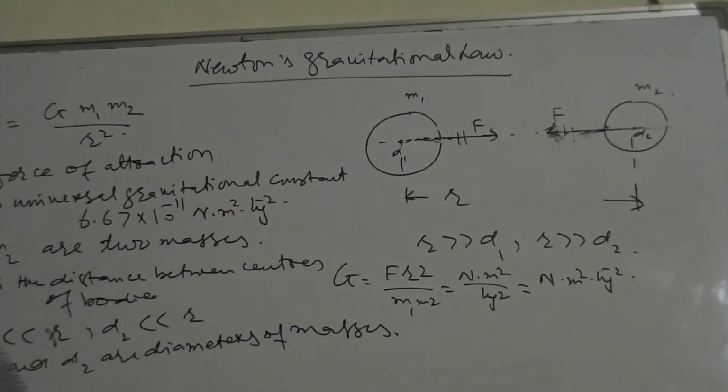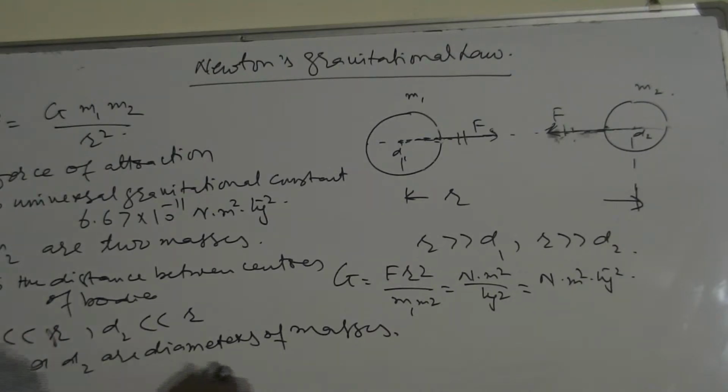This is what you first say: F is equal to G m1 m2 upon r square. This is Newton's gravitational law. F is force of attraction. G is universal gravitational constant, or 6.67 into 10 power minus 11 Newton meter square per kilogram square. m1, m2 are the two masses. R is the distance between centers of the two bodies.